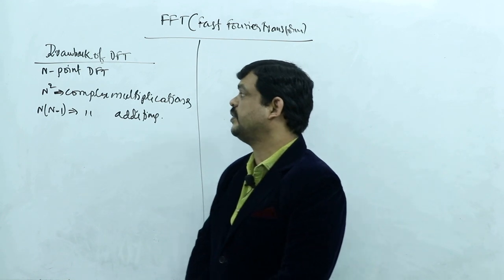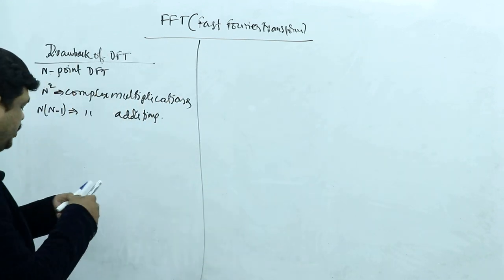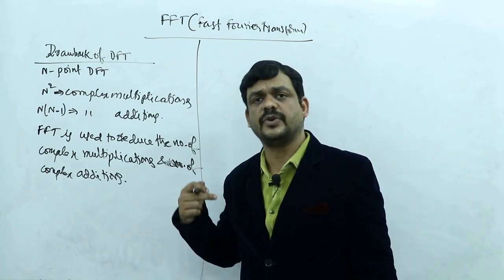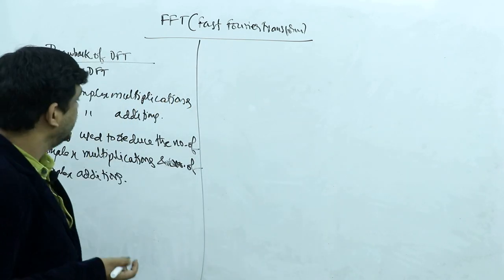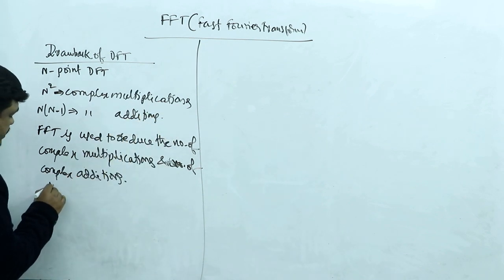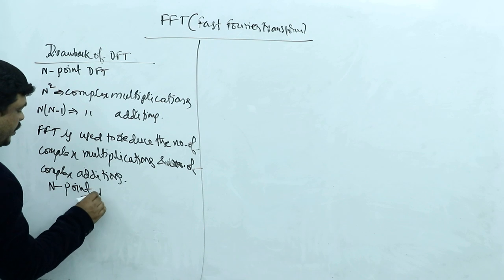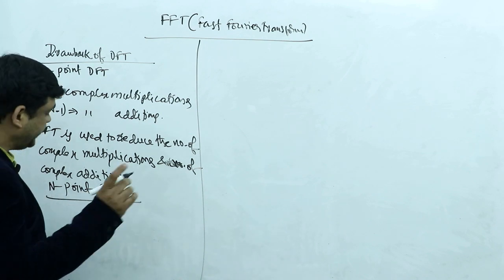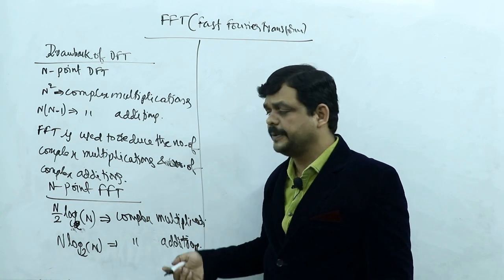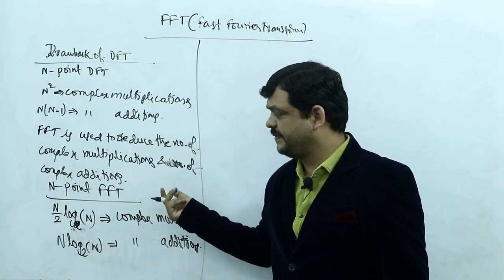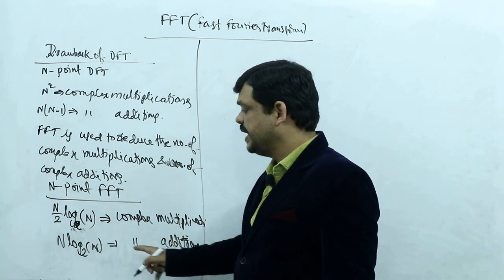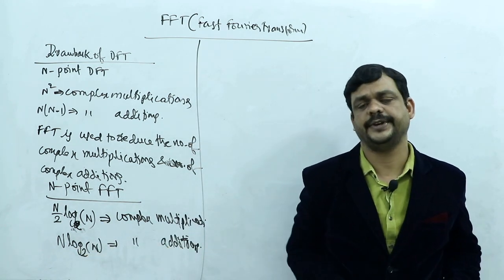To reduce the number of complex multiplications and additions, the FFT technique is used, right? This fast Fourier transform technique is used to reduce the number of complex multiplications and complex additions. Then how many complex multiplications and additions are reduced here? That is explained by one standard formula. For n-point FFT, after using the FFT technique, the number of complex multiplications is n by 2 log base 2 n, and n into log base 2 n complex additions are enough here, right?